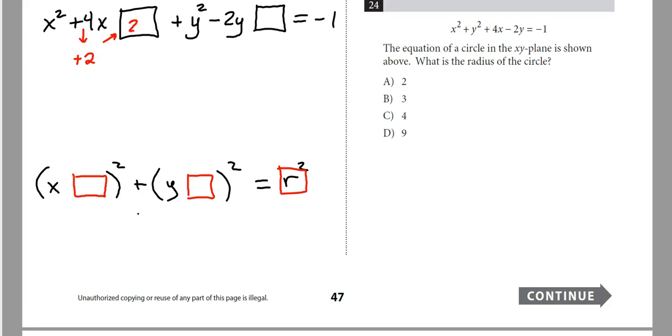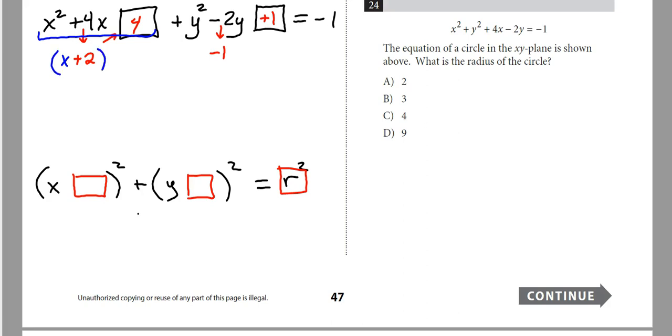2 squared is 4. And then I do the same thing over here. I take that middle term and cut it in half, which is -1. A -1 squared, or a -1 times a -1, is a +1. So now if you look at this expression right here, it's a perfect square.